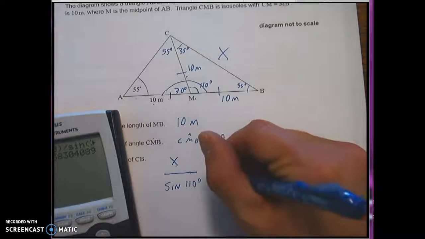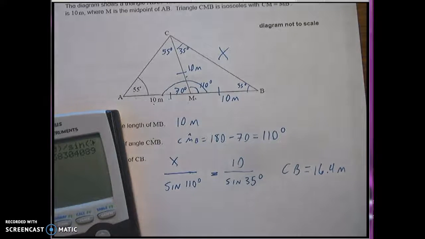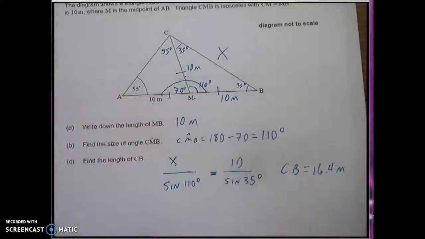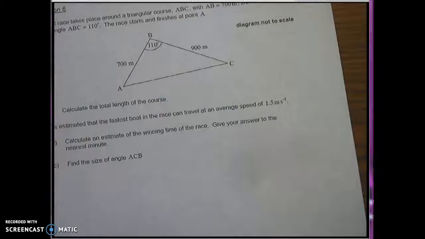You got the same answer had you done the cosine rule there, but you would have done a lot more work to get to it. I just think in general, if you can get away with the sine rule, it's better to do that. But we can't always get away with it. Sometimes we have to do the cosine rule. So let's talk about that.